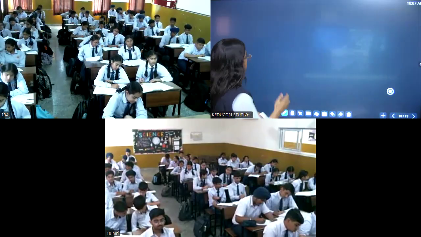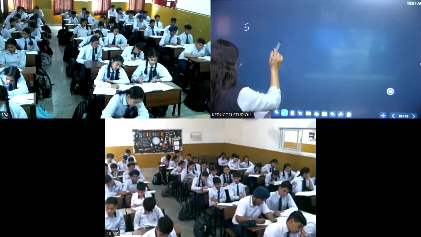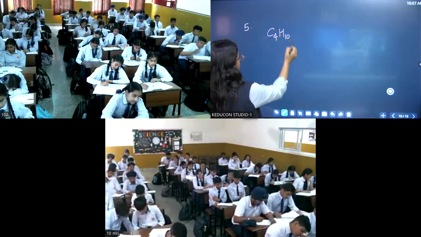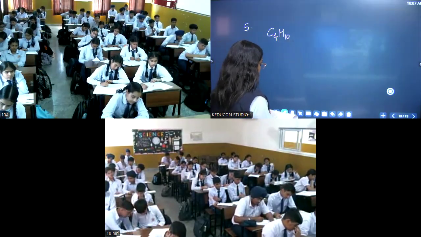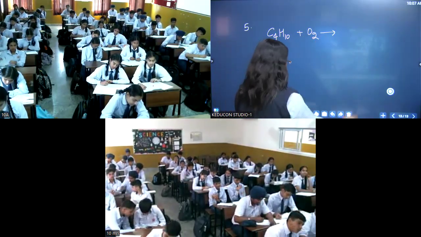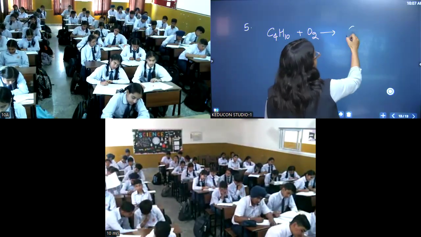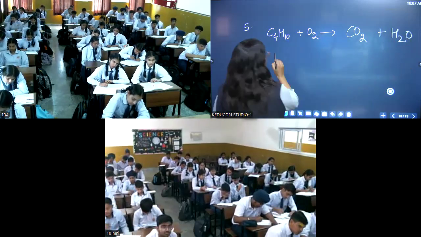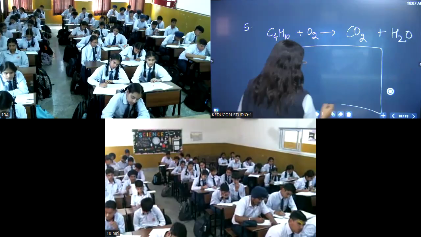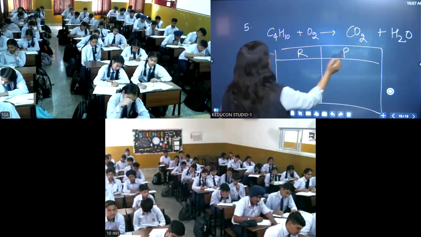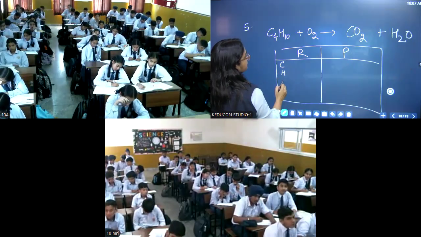Then is this fifth one. It says gaseous butane, C4H10 is butane, reacts with the diatomic oxygen. This is also a combustion reaction, and you're getting carbon dioxide and water here. So we write the number of reactants and products. Carbon, hydrogen, oxygen.